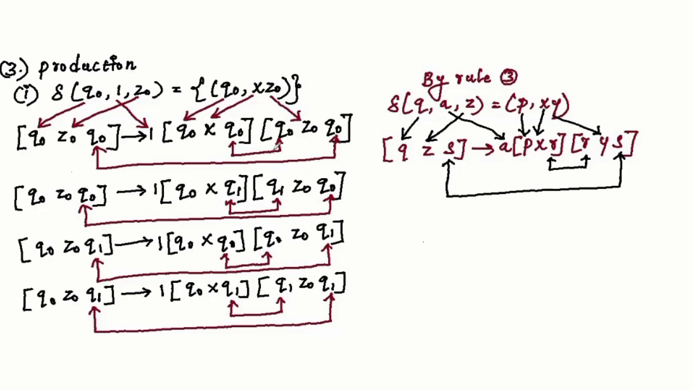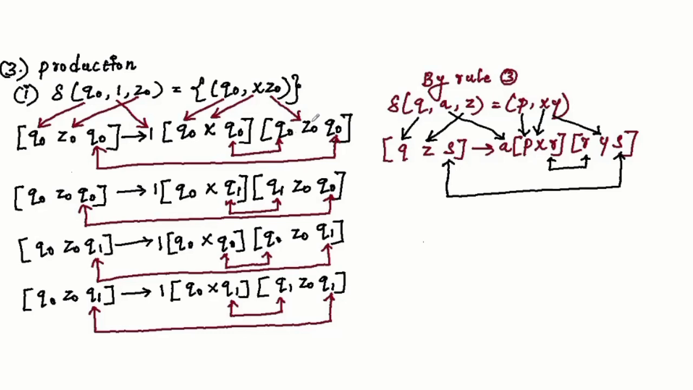We have to write 4 lines. Two stack symbols means we have to apply the third rule: delta of (q, a, Z) equal to (p, XY). Then you will get the context-free grammar production [qZs] tends to a [pXr][rYs]. As per the rule, we write the production: [Q0 Z0 S] tends to 1 [Q0 X R][R Z0 S]. Here Q0 Z0, then 1 placed here, next Q0 X, and finally Z0 placed here.